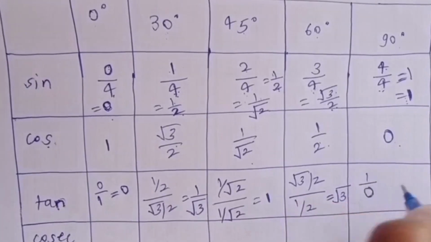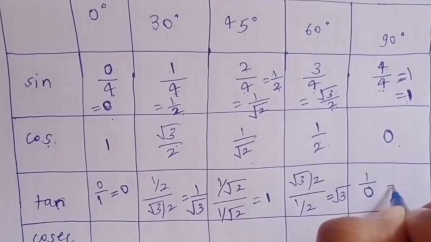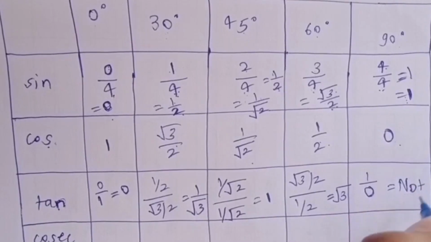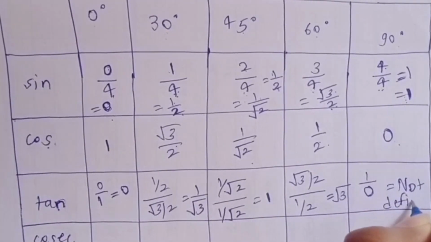Here we get 1 by 0. So 1 by 0 is not defined.